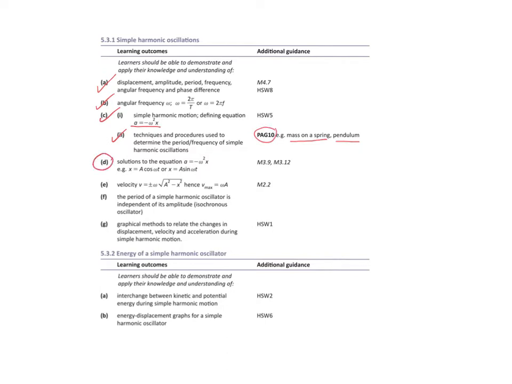So today we're going to be focusing on the solutions of the equation, and how velocity can be rewritten. We already have seen that in the previous lesson, and g as well. So the graphical representation of displacement, velocity, and acceleration with time. We're also going to have a look at the energy changes taking place in the simple harmonic oscillator, most specifically the kinetic and potential energy during simple harmonic motion and the energy displacement graphs.